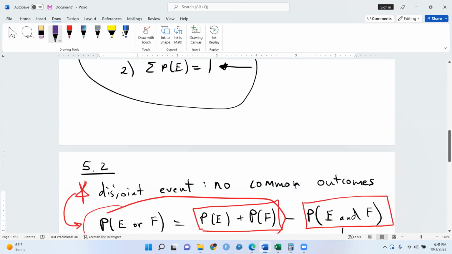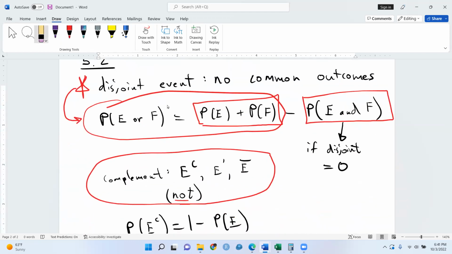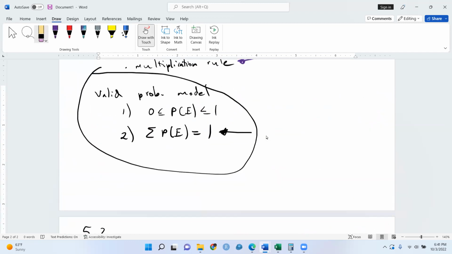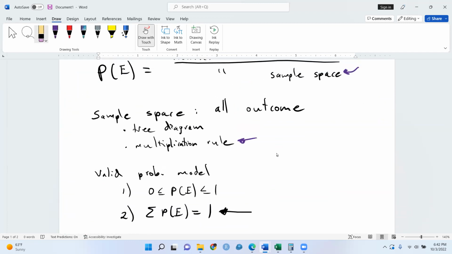So 5.2, we really only got three concepts. Talk to me. Oh, I'm going too fast. You're right. Yes. Slow down.